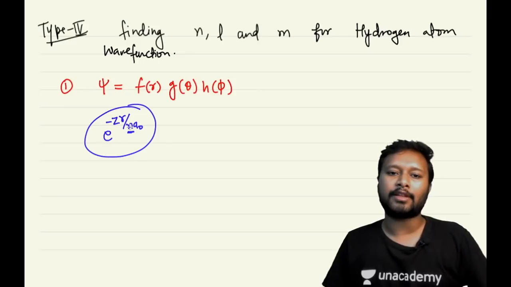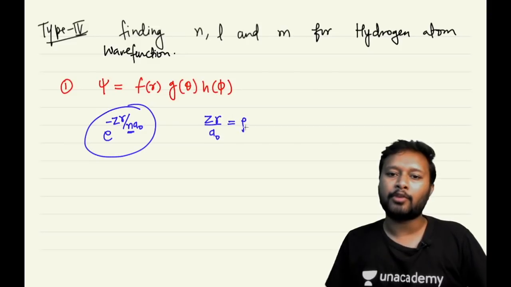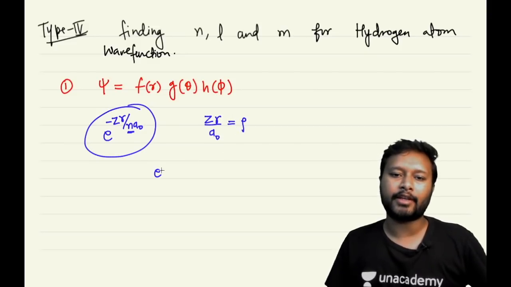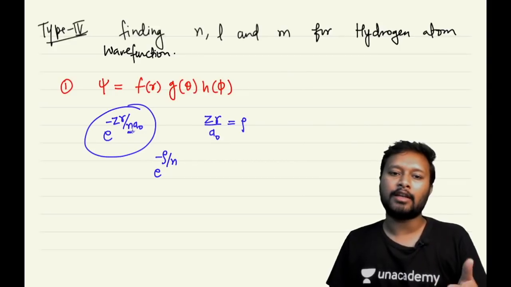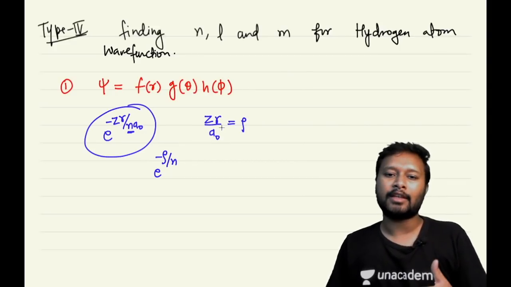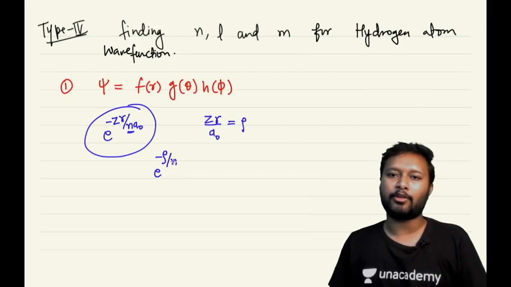And remember that the exponential has to be the radial function, containing minus zr upon this. Sometimes zr upon a naught is also written as rho. So you might get e to the power minus rho by n, and here again you directly get n as the denominator of rho. So you have to look for these two things. If it is a function of r, then the coefficient of a naught. If it is given in terms of rho, then the denominator of that. I'll give you examples, then you will get to know.